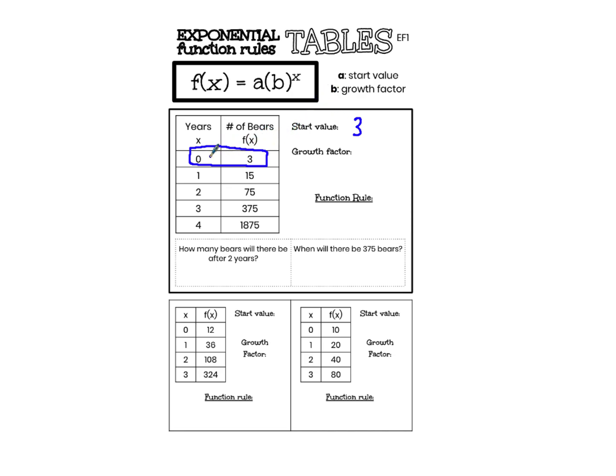Now, I got really lucky that this was in the first row, but that won't always be the case. So just be careful. Make sure you're not just looking for the first row, but you're looking for what is the value of f of x when x is 0.